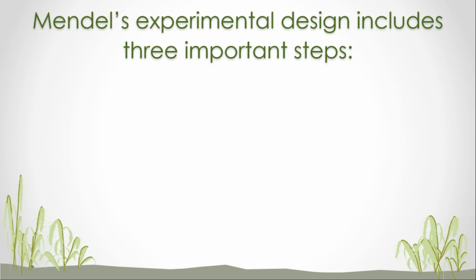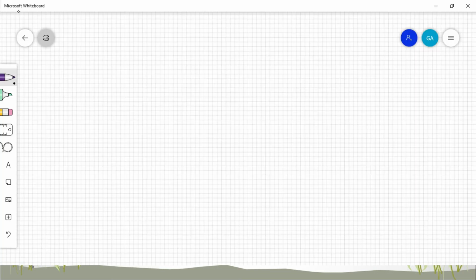Mendel's experimental design includes 3 important steps. But before we proceed to the 3 important steps, let me just tell you about the generations. So there are 3 types of generations. First is the first parental generation. So, when we say first parental generation, this is the parent. Ito yung inyong, for example, parent. Or usually the initial of the family.